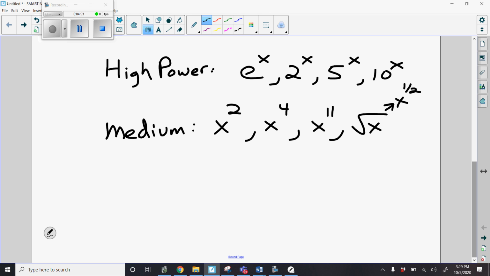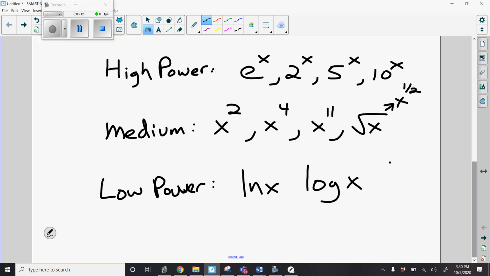Then our lowest power are actually the inverse of our high power, and those are logs. So things like natural log x, log of any base x. Now we're going to get to the more interesting stuff when we end up with same powers being dominant. But let's just do a couple examples here.